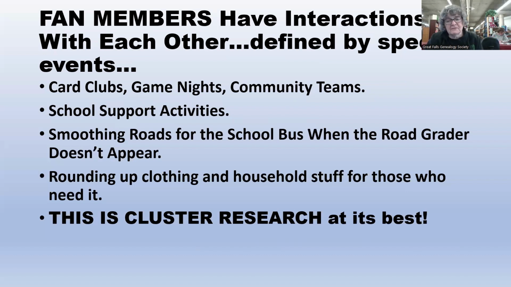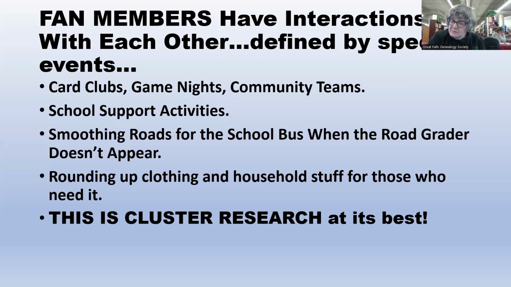And it was springtime in Ferndale and the roads were in terrible condition. And the school bus, honest to goodness, could not get down to the end of Ferndale North for several days, thus meaning kids had to walk a couple of miles up to meet the school bus. It's who rounded up clothing and household stuff for those who needed it. Those aid societies, those women's societies, it's cluster research in a very different way.